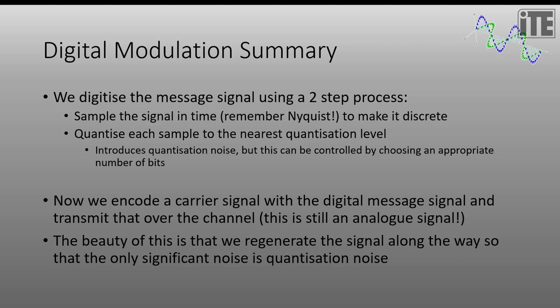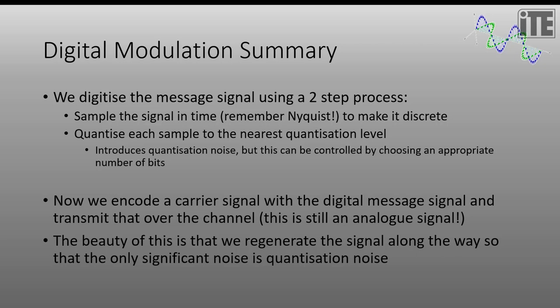So now that we've got the signal in a digital form, a stream of 1s and 0s, we can encode a carrier signal with the digital message and transmit that over the channel. But bear in mind that the signal that goes over the channel is still an analog signal. It's just that the information contained in it is in a digital form. And the beauty of this is that we can regenerate the signal along the way so that the only significant noise is the quantization noise and not any other form of noise.